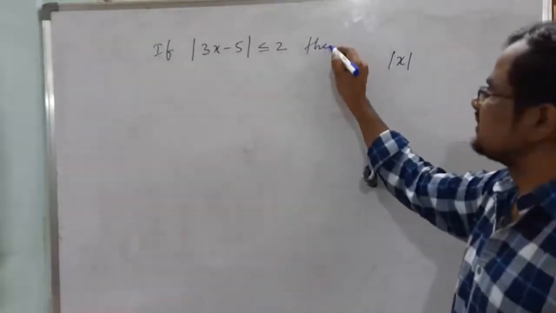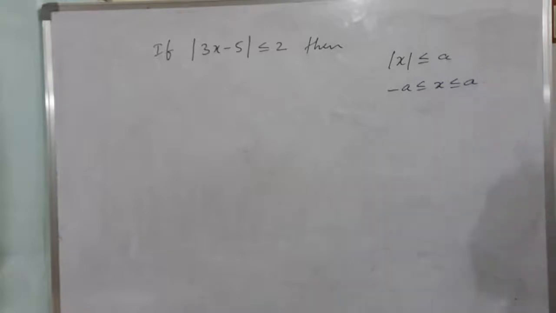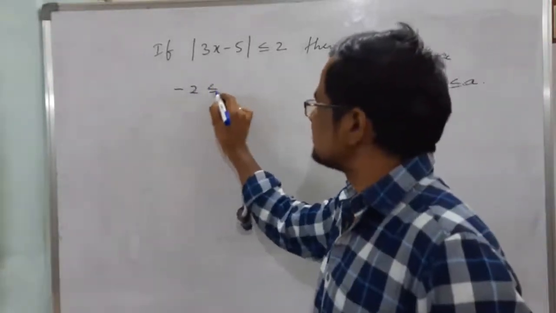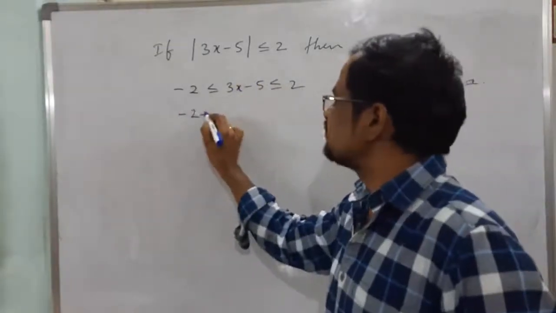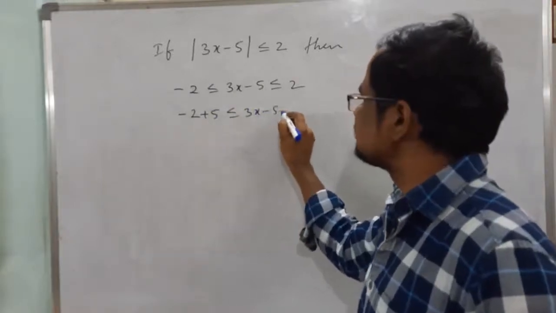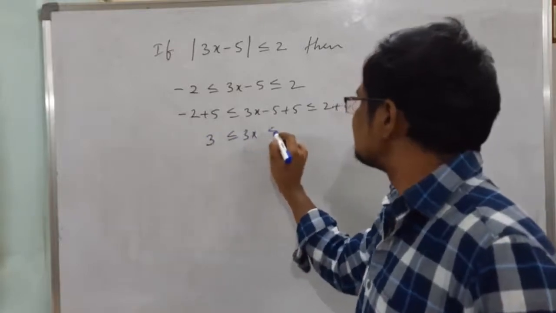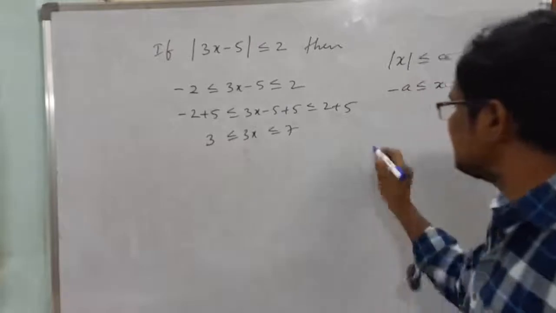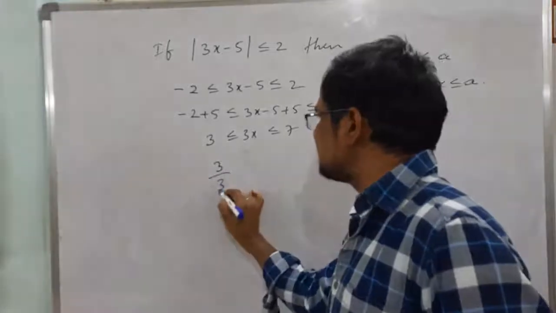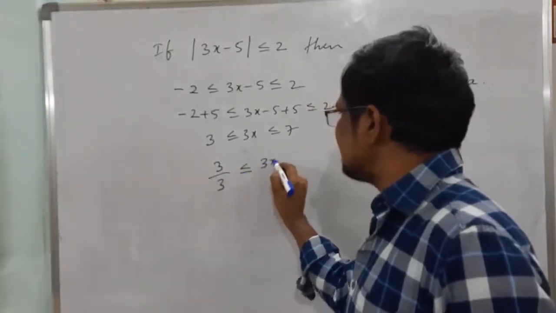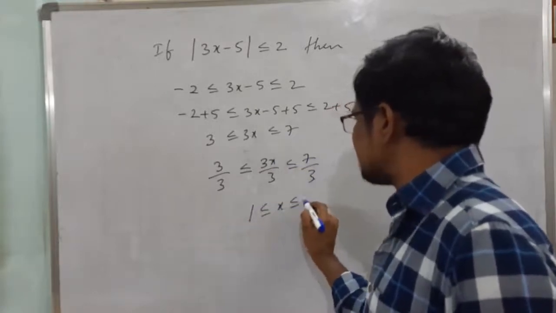Mod x less than or equal to a means minus a less than or equal to x less than or equal to a. By that, how to write: minus 2 less than or equal to 3x minus 5 less than or equal to 2. So here minus 2 plus 5 less than or equal to 3x minus 5 plus 5 less than or equal to 2 plus 5. So here 3 less than or equal to 3x less than or equal to 7. Divide by 3, which is greater than 0, so inequality does not change. So 3 by 3 less than or equal to 3x by 3 less than or equal to 7 by 3.